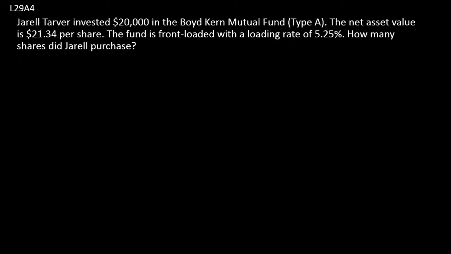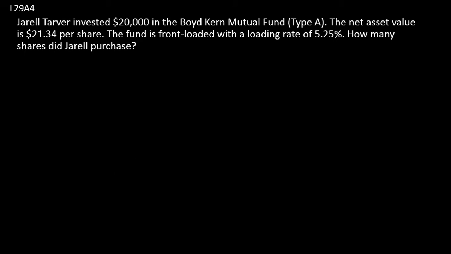Gerald Harver invested $20,000 in the Boyd Kern Mutual Fund. The net asset value is $21.34 per share. The fund is front-loaded with a loading rate of 5.25%. How many shares did Gerald purchase?